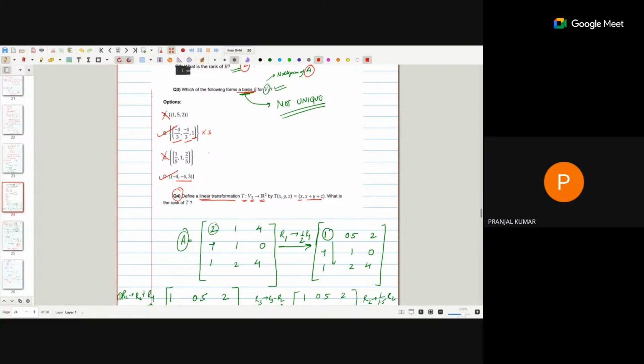So V2 we have already found. T(x, y, z) is equal to x plus y plus z. So there are only two elements in this. What is the rank of T? Whenever such a linear transformation is given, you can always find the corresponding matrix and then answer every such question. So can you find the rank of T now? Tell me.